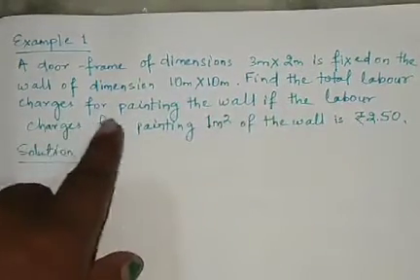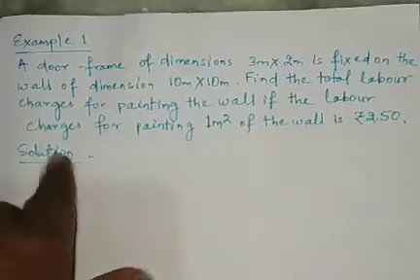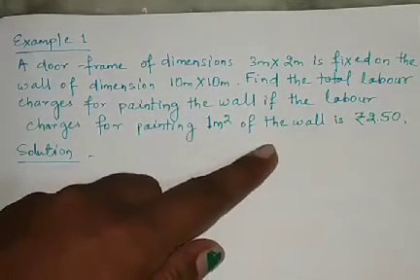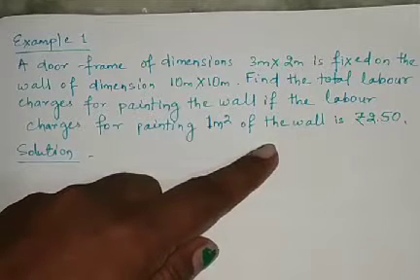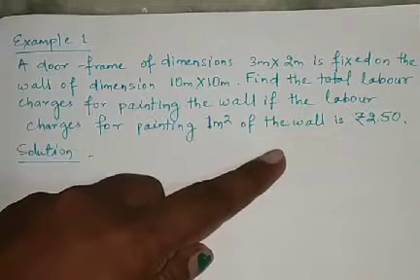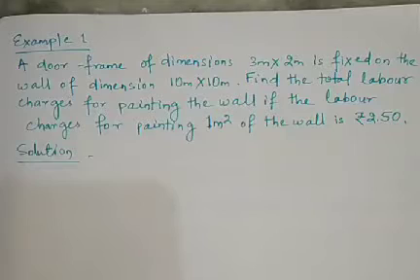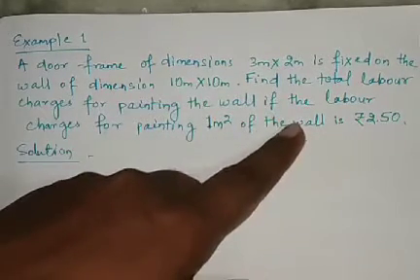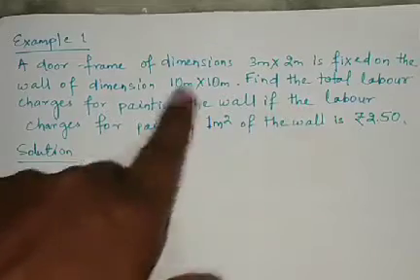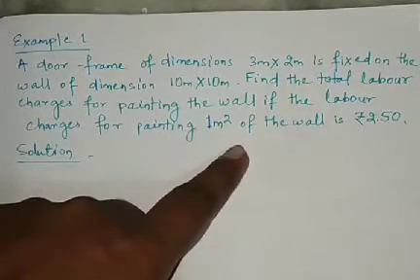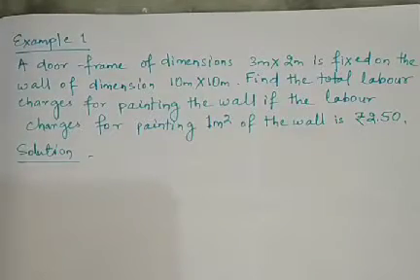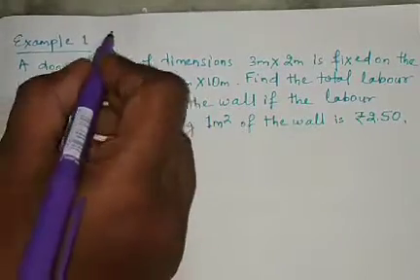Find the total labor charges for painting the wall, if the labor charges for painting 1 meter square of wall is rupees 2.50, or 2 rupees 50 paise. So look here, you have to paint the wall. Painting the wall means what? Area. Okay.